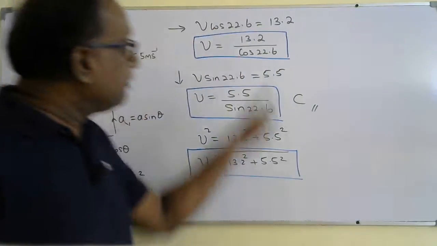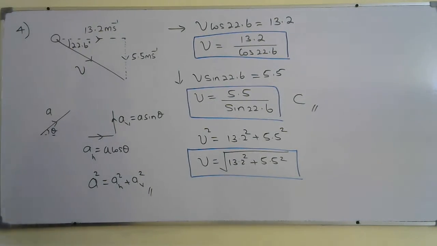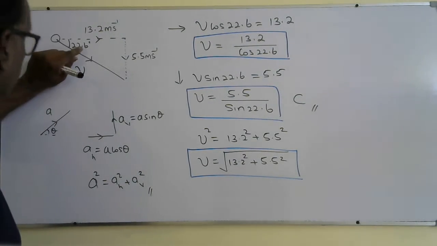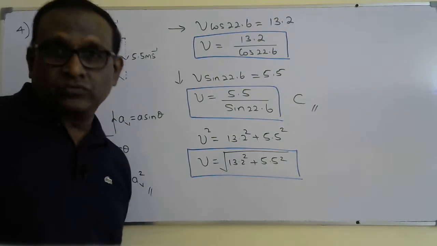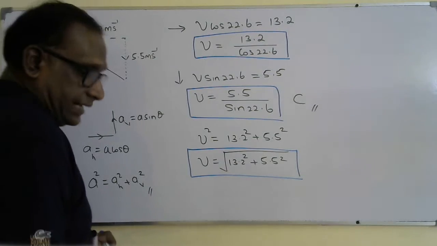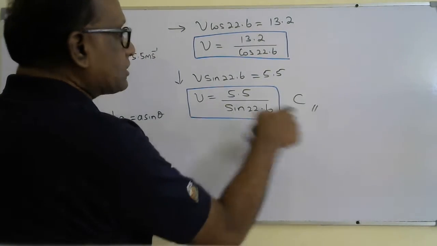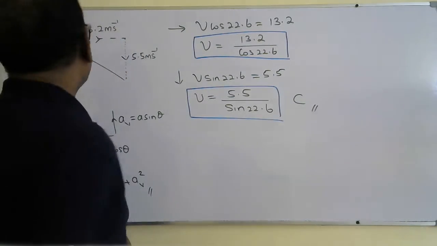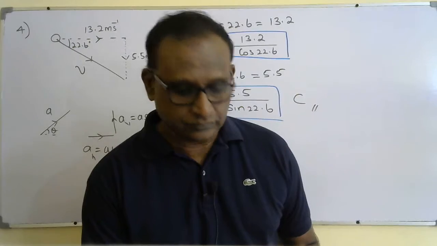So there are three different ways we can find V if we know the horizontal and vertical components with the angle. But here the question is not that. Here this is not given. This is given, so the correct answer is C. So for question number 4, the correct answer is C.